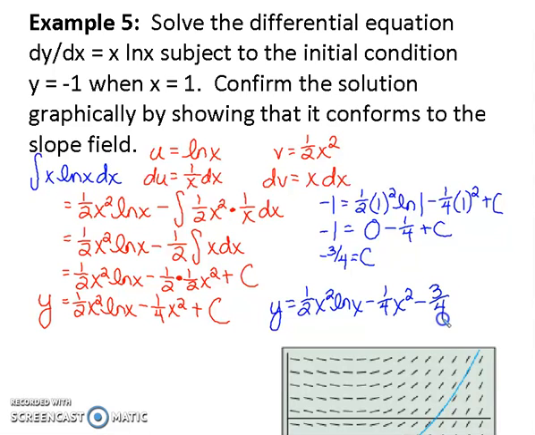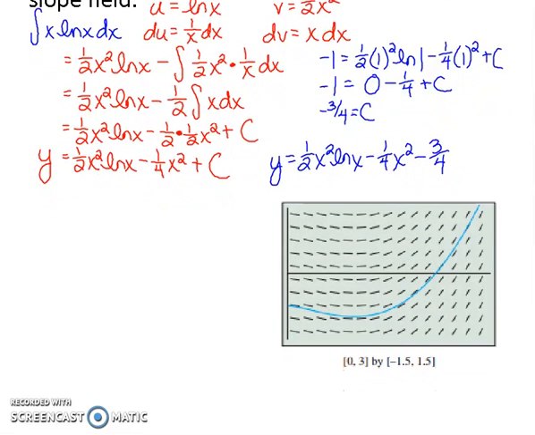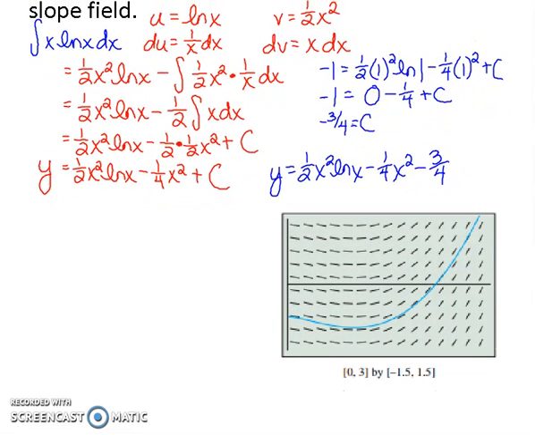minus 3/4. And so this problem really reiterates the fact that you can't always use tabular integration just because one of the pieces would eventually differentiate to 0. You got to pay attention to whether or not you can integrate the other piece as well. So this blue solution that I came up with, here's the slope field for dy dx equals x ln of x. The blue curve that's drawn on this slope field is the function 1/2 x squared ln of x minus 1/4 x squared minus 3/4. And here is the point 1, -1.